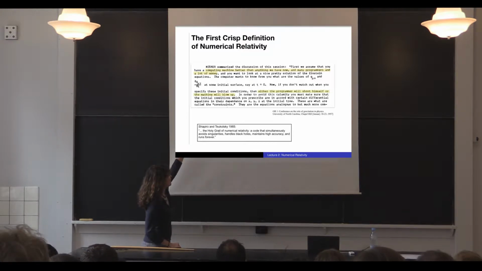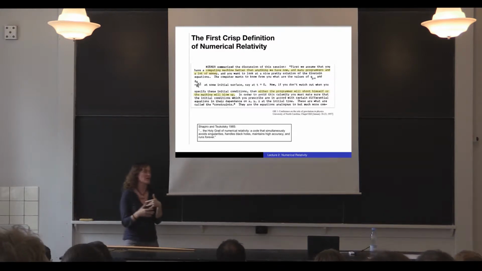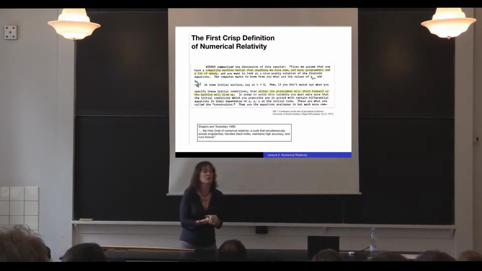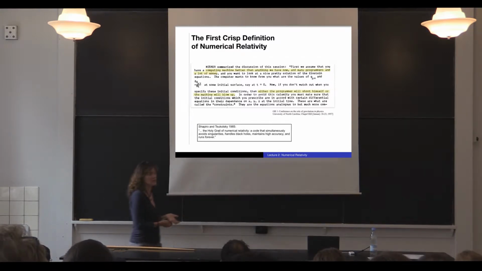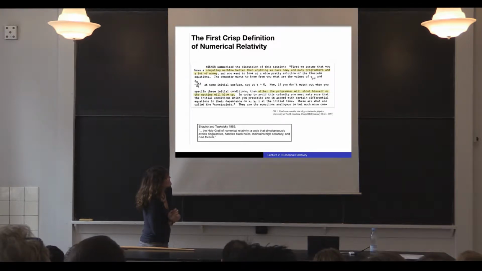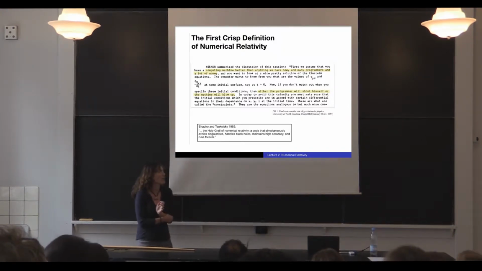And so we're going to solve what we're going to talk about today. So general relativity becomes an initial value problem. If you want to solve something on a computer, we know how to solve things like the wave equation. So what we're going to do is recast Einstein's equations as best we can into something we can solve, which is an initial value problem. And he's saying once you specify the initial conditions, either the programmer will shoot himself or the machine will blow up. And that's where we were.